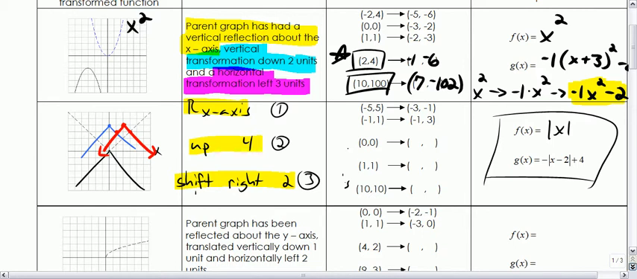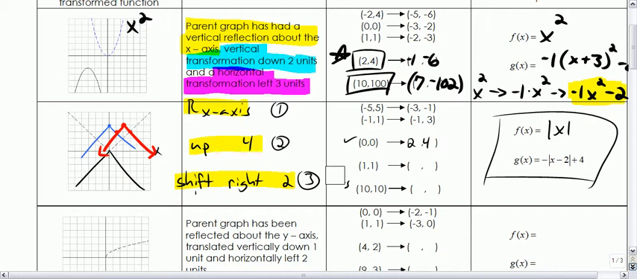Okay, last thing we got to do is just move some points. So I'm just going to start with 0, 0. If I reflect 0, 0 across the x-axis, it's in the same spot. Move 0, 0 up 4, then it's at 0, 4. And move it right 2, and it's at 2, 4.